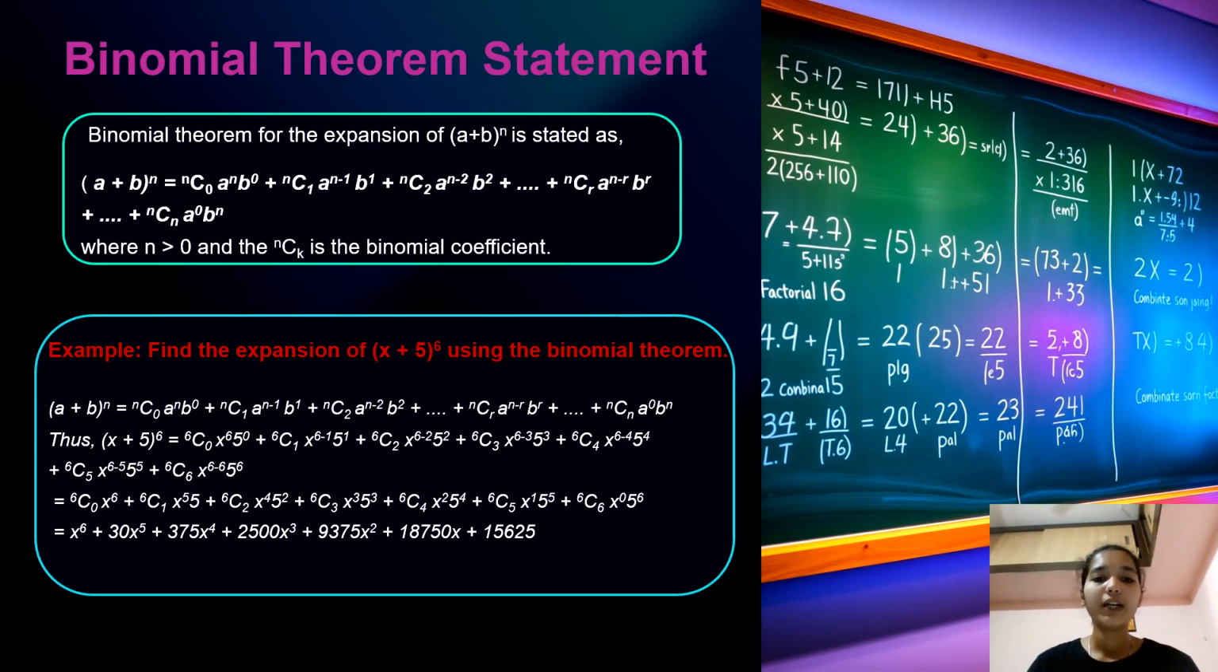Now let us see the binomial theorem statement. Binomial theorem for the expansion of (a + b) raised to n is stated as: (a + b)^n = nC0 a^n b^0 + nC1 a^(n-1) b^1 + nC2 a^(n-2) b^2 + ... + nCr a^(n-r) b^r ... up to nCn a^0 b^n, where n is greater than 0 and nCk is the binomial coefficient.